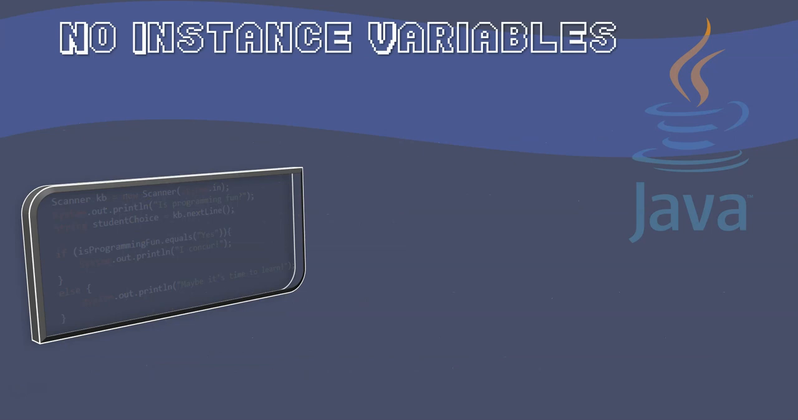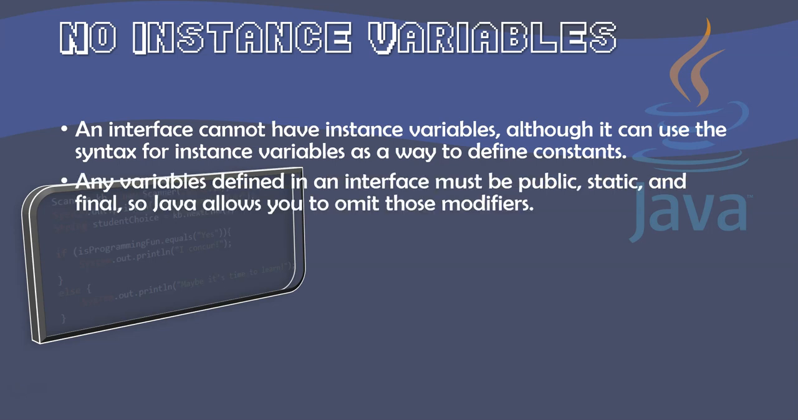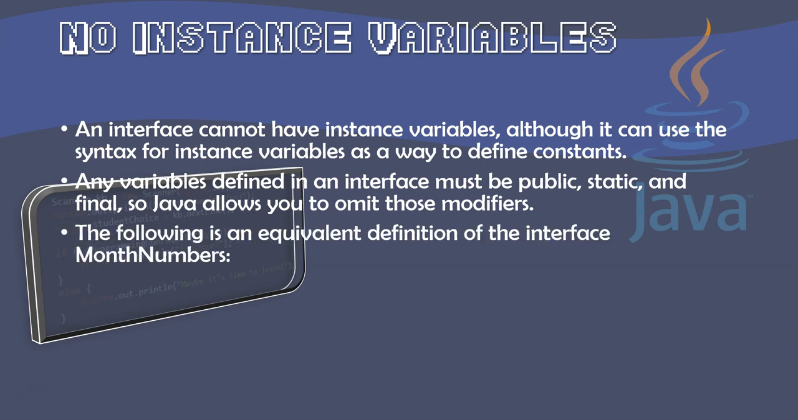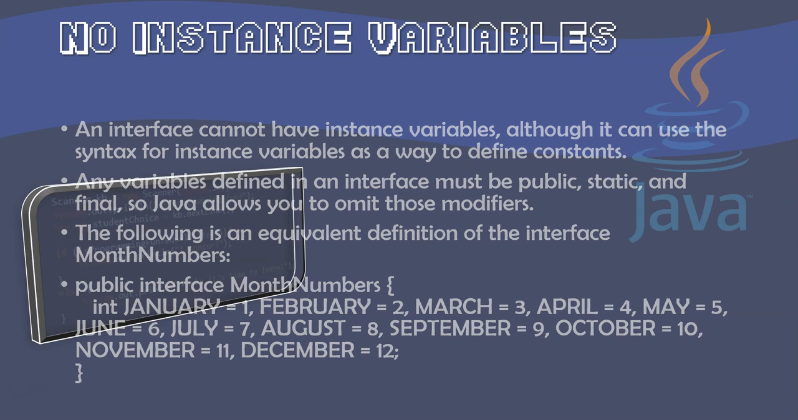Now, you might be wondering about instance variables here. Well, an interface can't have instance variables, although it can use the syntax for instance variables as a way to define constants. Any variables defined in an interface must be public, static, and final, which means we can't actually change them. So Java says, hey, you don't have to put those modifiers in there. The following would be equivalent to the definition of the interface MonthNumbers: public interface MonthNumbers, int JANUARY = 1, FEBRUARY = 2, MARCH = 3, and so on. You notice that we don't have those other pieces in there.